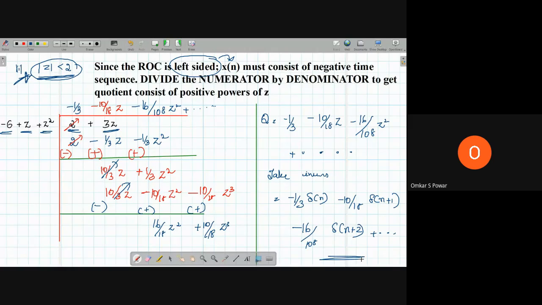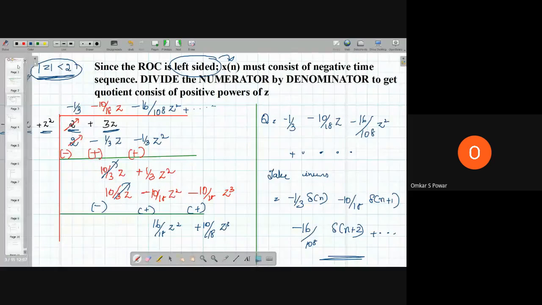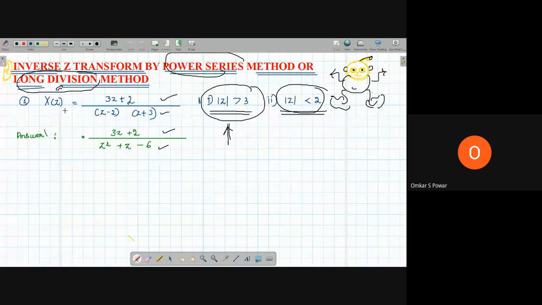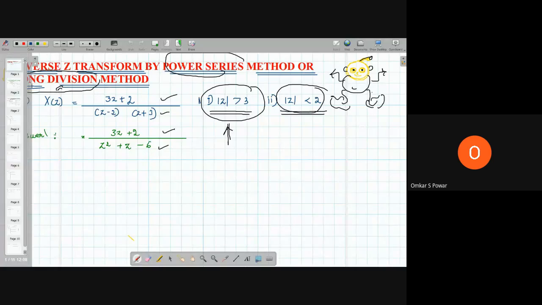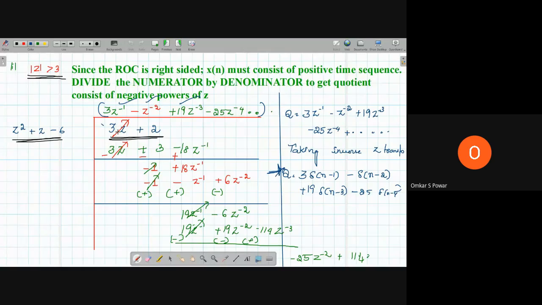You just have to divide the numerator by the denominator. For mod z greater than 3 you make it in one form, for mod z less than 2 you make it in another form, and you solve. So let us see once again what we have done to get a brief idea. Given the question, find the inverse z transform by the power series method. First write 3z plus 2 in the numerator, and the denominator you write it. Then first let us take the condition mod z greater than 3. For mod z greater than 3, directly divide the numerator by the denominator: z square plus z minus 6 and 3z plus 2.